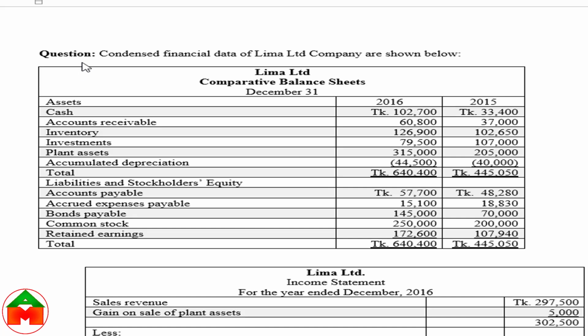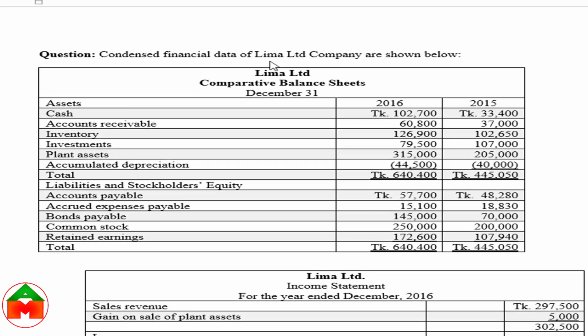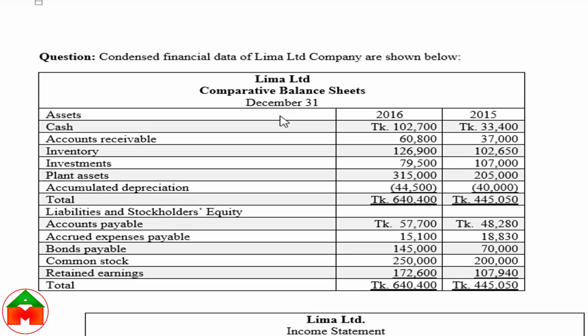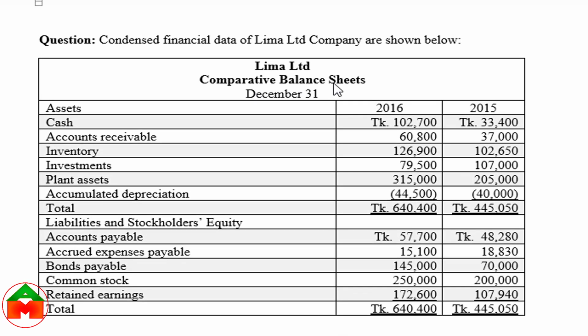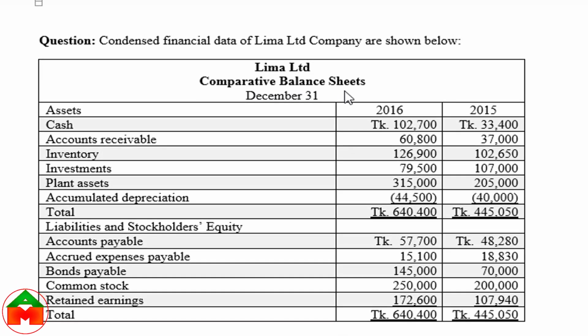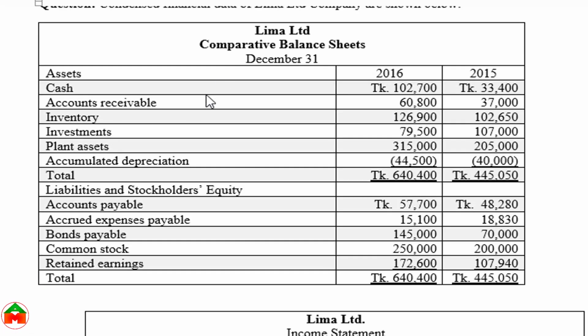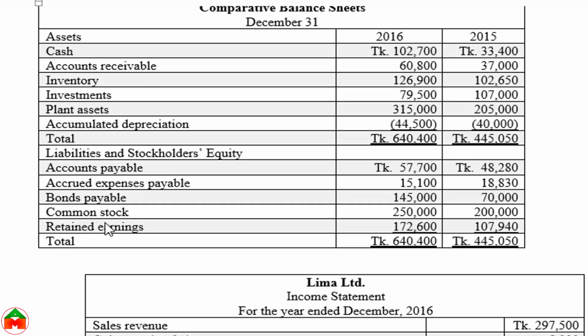Here we can see the question: condensed financial data of Livan Limited company are shown below. Here we can see there is a comparative balance sheet. Comparative balance sheet means two-year balance sheets. Here we can see the balance sheet of 2015 and here we can see the balance sheet of 2016. We will compare these two balances of the comparative balance sheets. In the upper level of the comparative balance sheets there are current assets, then long-term assets. On the other hand, in the liabilities and equity section we can see current liabilities, long-term liabilities and equity.